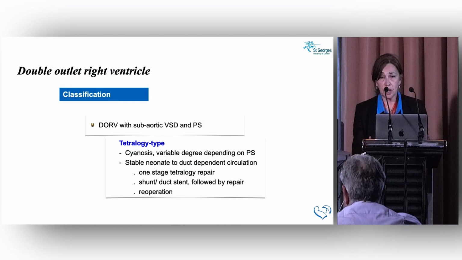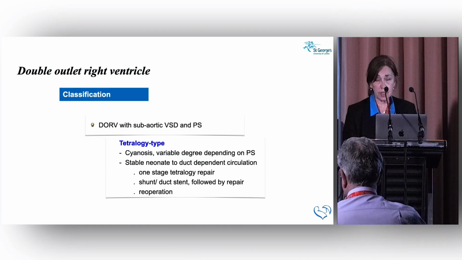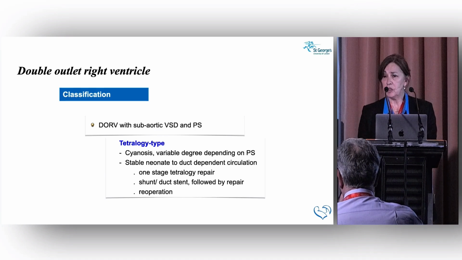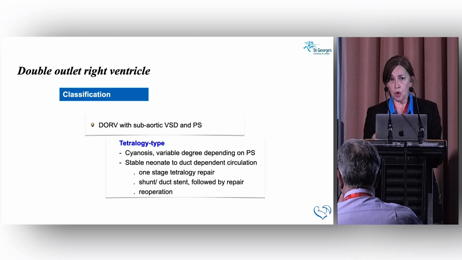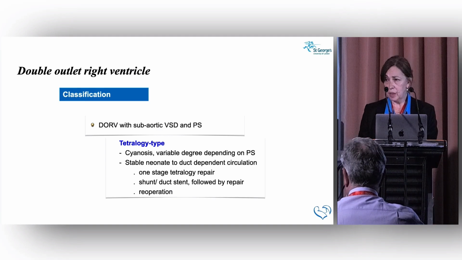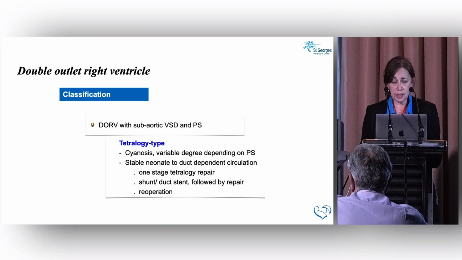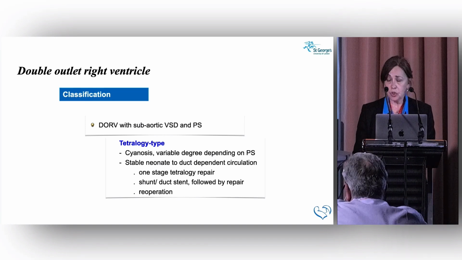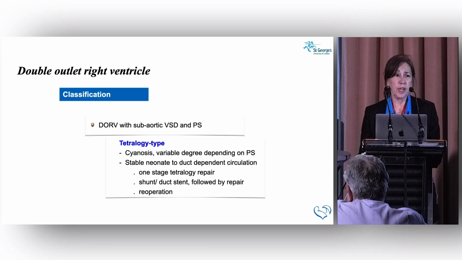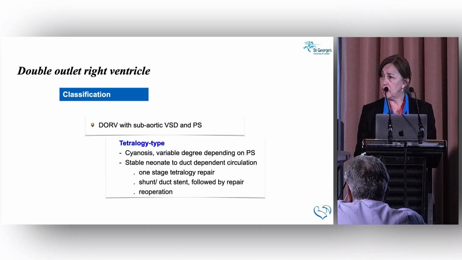So on the tetralogy type, this is still the subaortic VSD, they will have cyanosis, and the degree of cyanosis will be dependent on the degree of pulmonary stenosis. The more significant the stenosis, the more significant is the degree of cyanosis. So the baby can present very stable. If the stenosis is mild, they can go home, saturations maybe in the low 90s, a baby that is stable and can be stable for a long time, to babies that when they're born, they need prostaglandin infusion to keep the arterial duct open, otherwise blood doesn't get into the lungs.